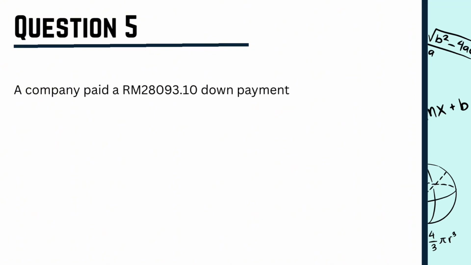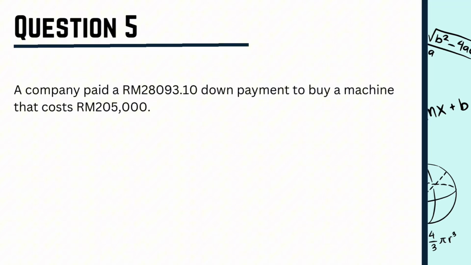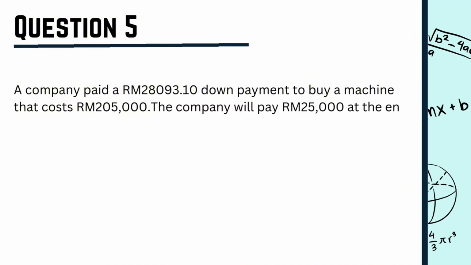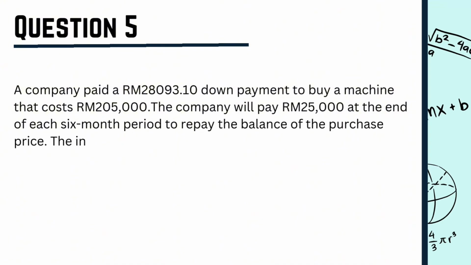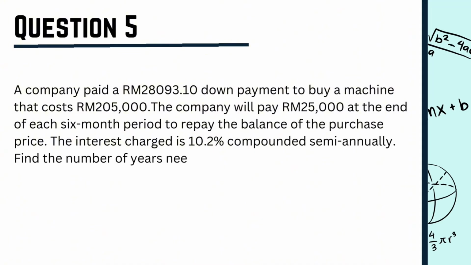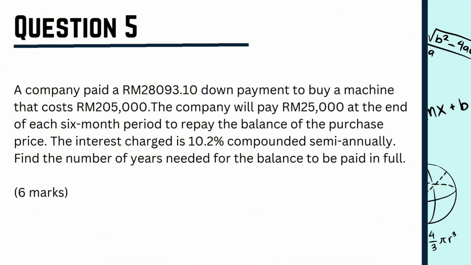Question number 5. This is the last question. A company paid a 28,093 ringgit 10 cent down payment to buy a machine that costs 205,000 ringgit. The company will pay 25,000 ringgit at the end of each 6 month period to repay the balance of the purchase price. The interest charge is 10.2% compounded semi-annually. Find the number of years needed for the balance to be paid in full.